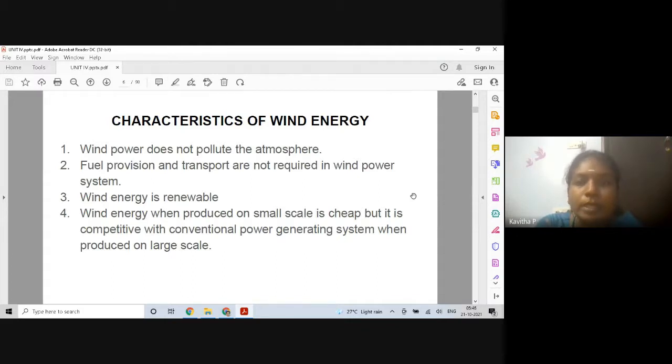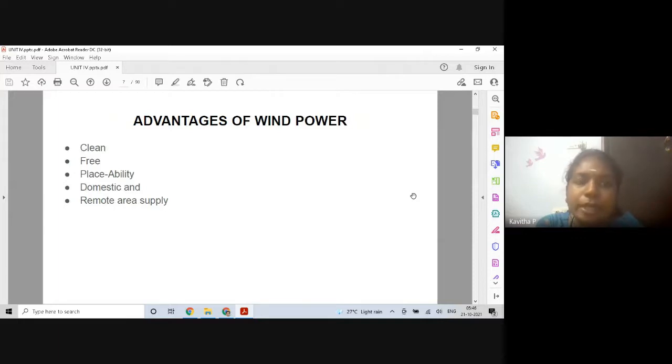On the whole, when we look at renewable energy sources, they have very low energy density. Compared to non-renewable energy sources, the energy obtained from renewable sources requires a very high initial investment and a huge land area. The advantages of wind power: it is very clean, freely available, there is no investment cost in fuel or waste disposal, and it doesn't harm the atmosphere. As for placeability, wherever the resource is available, a wind energy power system can be installed. It is domestic and suits remote area supply.